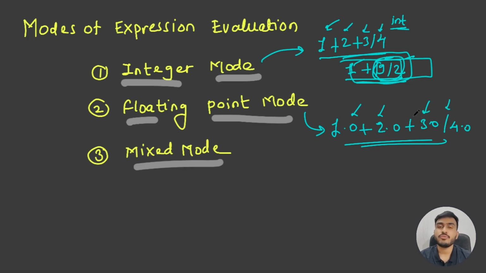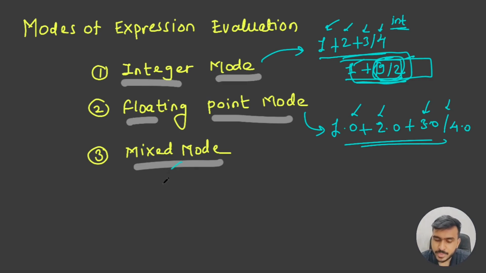Now what happens in the floating mode? In floating mode, the result of each and every sub expression is generated as a floating number only. For example, let's say you are writing 3.0 divided by 4.0. Its result will be generated in floating terms, in terms of floats. Each and every sub expression is going to give you a floating answer. So this is what happens in the floating point mode.